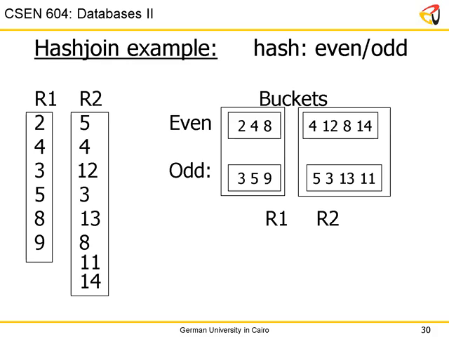Same thing for R2. All the even entries are 4, 12, 8, and 14. And all the odd entries from the R2 column, 5, 3, 13, and 11, are in another bucket.